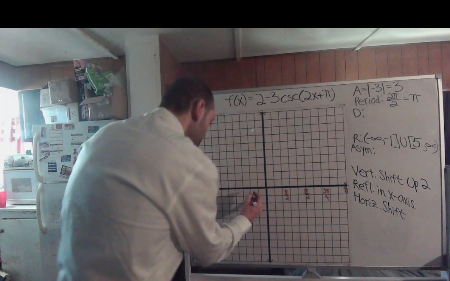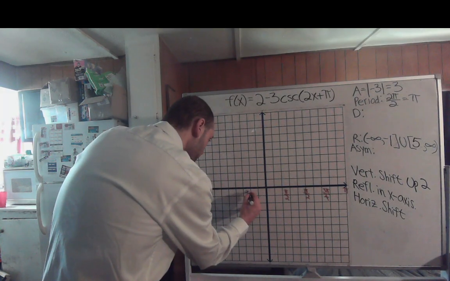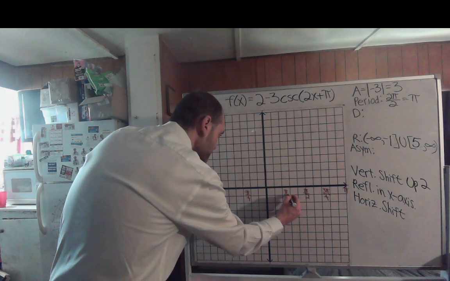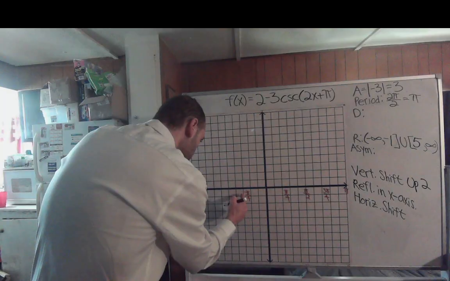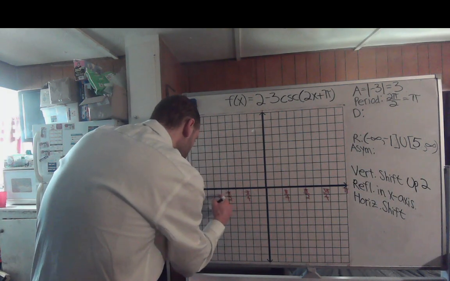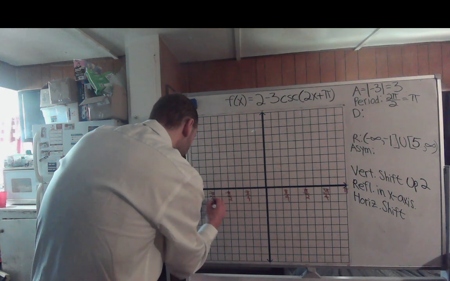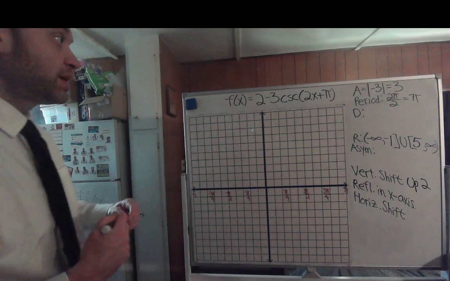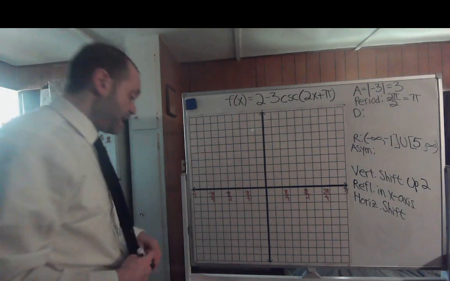Here's pi over 2, 0, negative pi over 4. Whoops, I can't have 2 pi over 2s. That's pi over 4. Negative pi over 2. Negative 3 pi over 4. And negative pi. Alright, so the period is going to be pi.